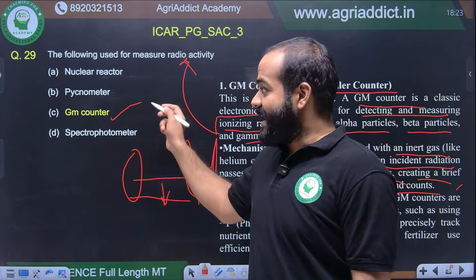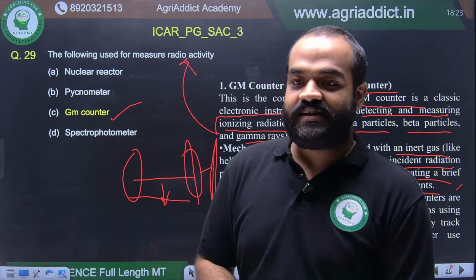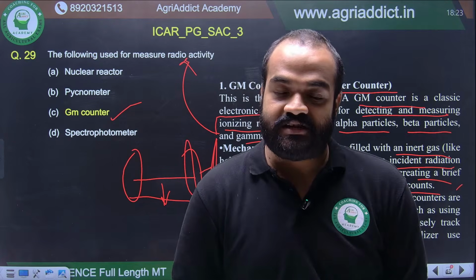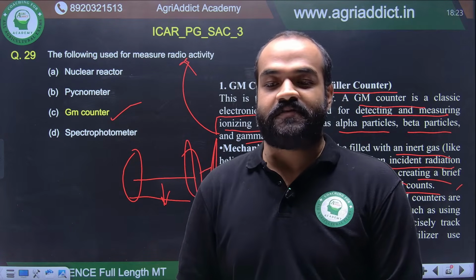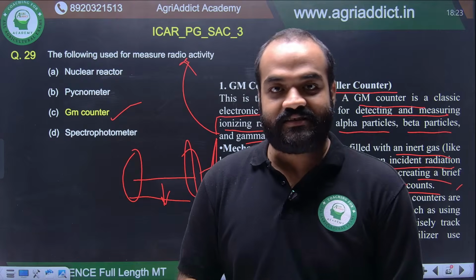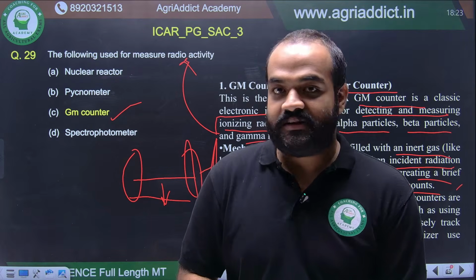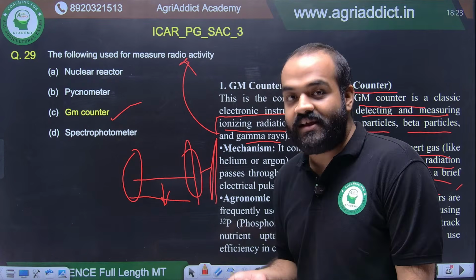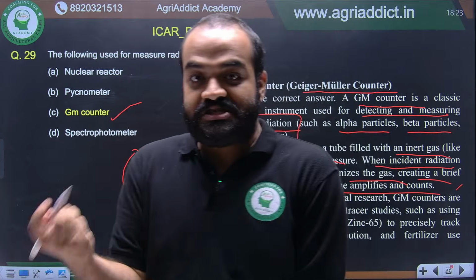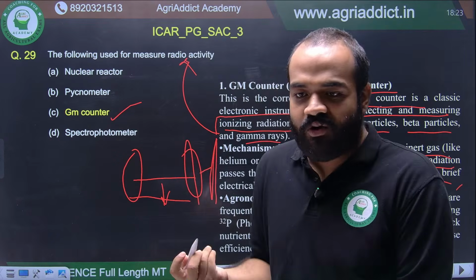So there is one catch. GM counter can tell you whether it is high radiation or low radiation, but it cannot tell you what the type of the radiation is. It cannot tell you whether it is alpha, beta or gamma. That it cannot tell. But it can tell how much radiation is happening there, or how low the radiation is.